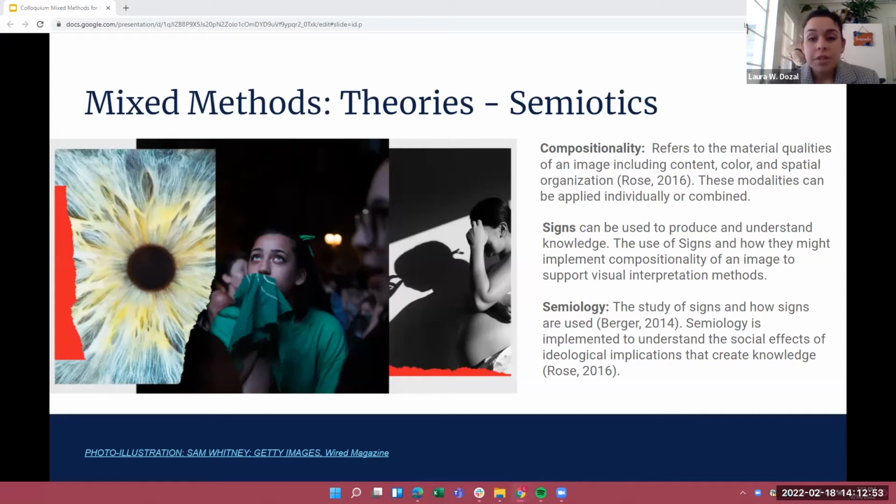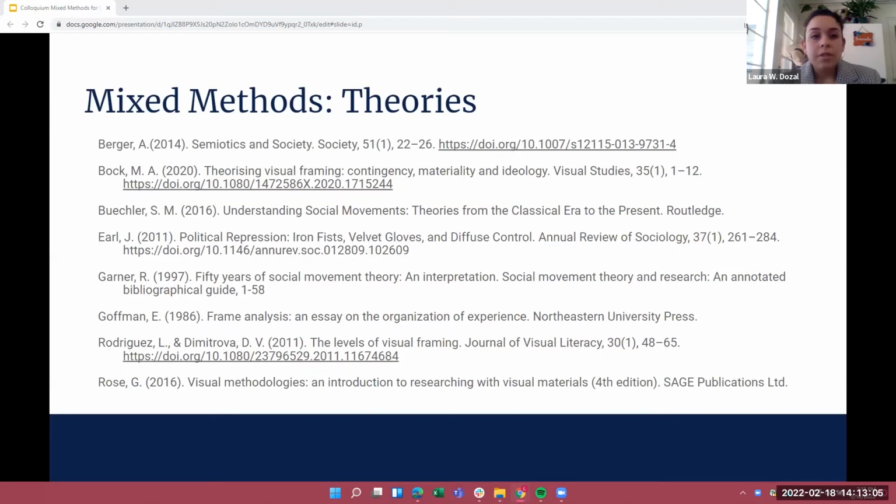And then semiology is the study of signs and how signs are used. And it is implemented to understand the social effects of ideological implications that create knowledge. So here's just an overview of the resources that were used in the previous slides.